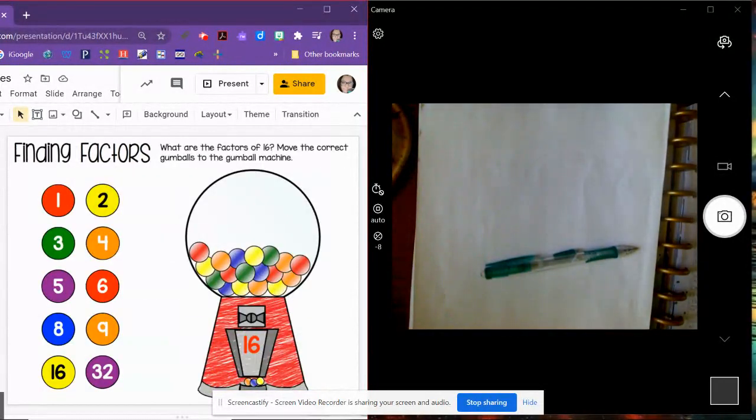So let's just take a few minutes to practice with our factors, and then we'll move on to multiples. This one's pretty easy here. It just says, what are the factors of 16? Move the correct gumballs to the gumball machine.